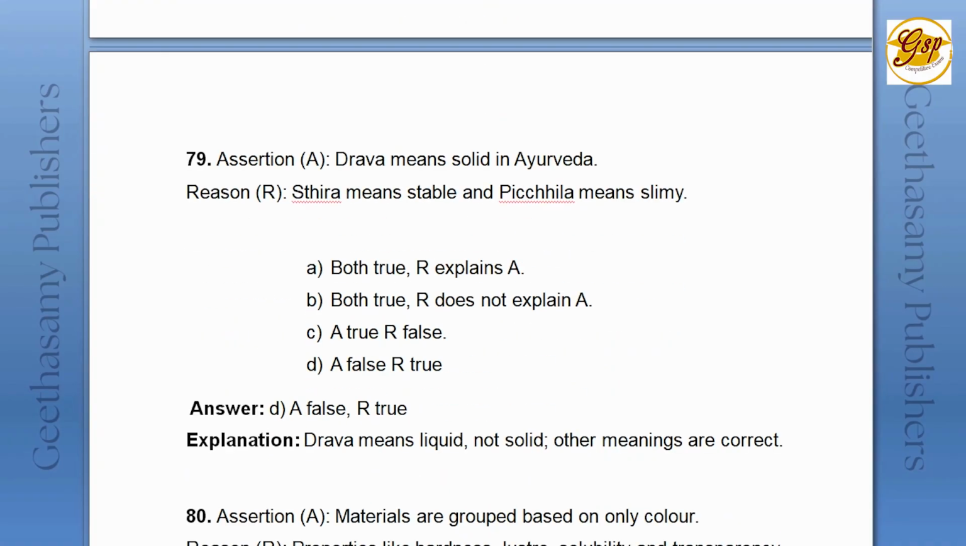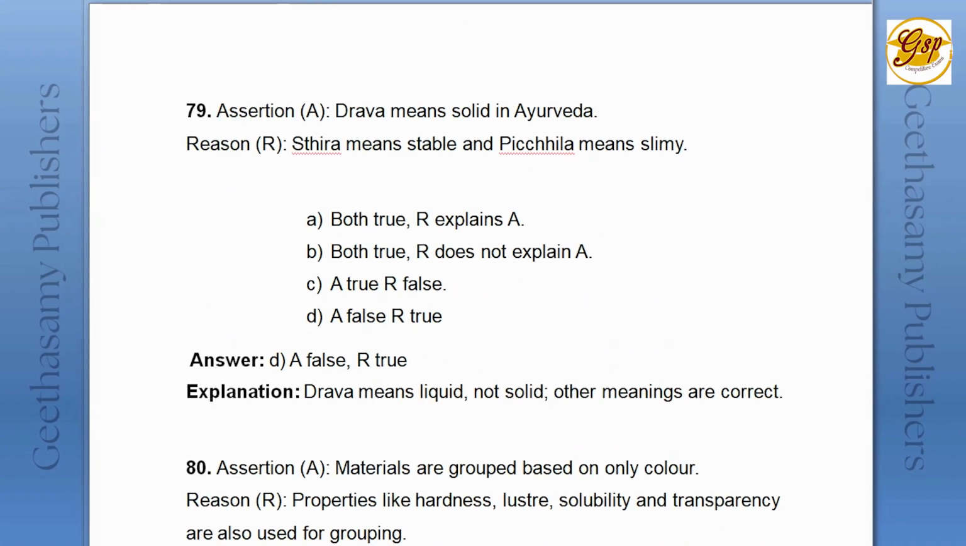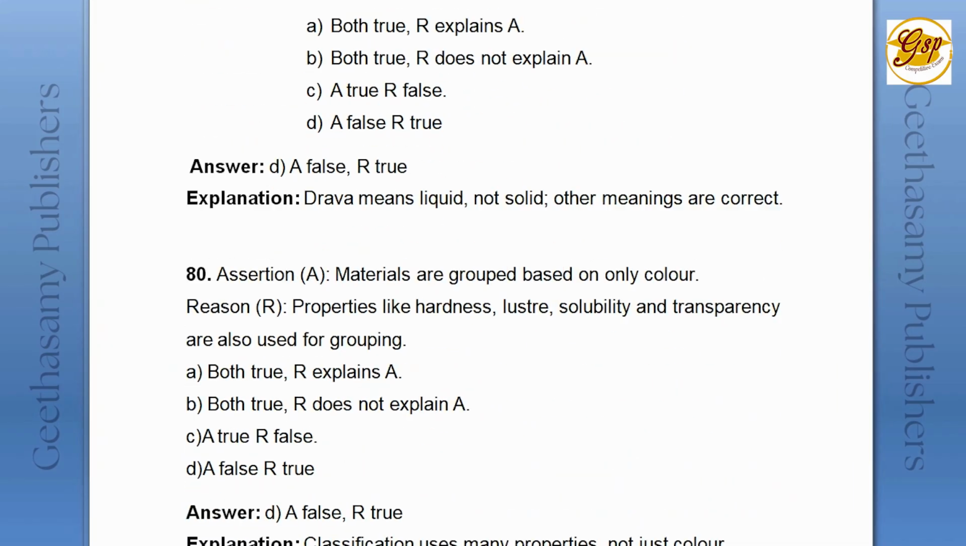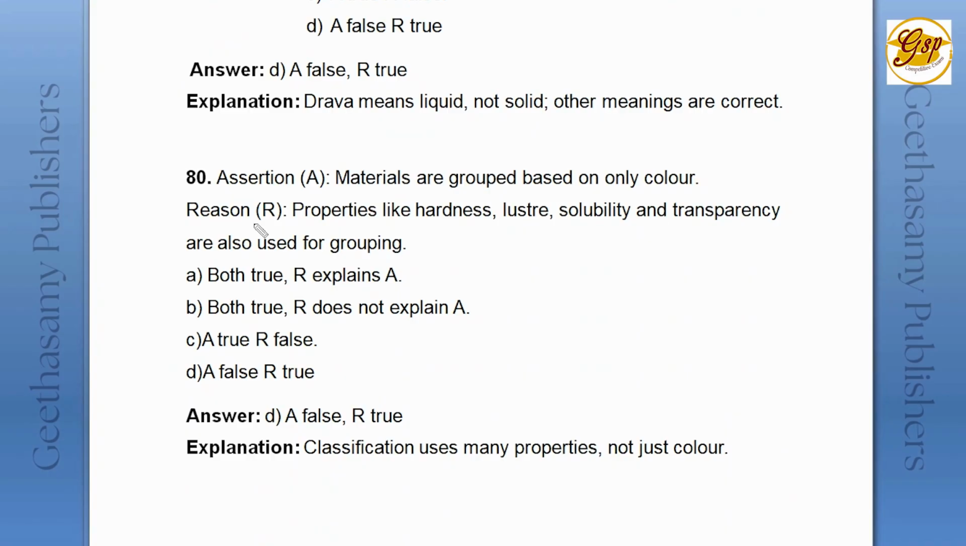And 79th question. Assertion: Drava means a solid. Reason: Sthira means stable and Picchila means slimy. Both are true and R explains A, both are true but R does not explain A, A is true or false, A false or true. The correct answer is A false, R true. That is, Drava means liquid, not solid, and the other meanings are correct. Fine. The last question in this chapter, 80th question.